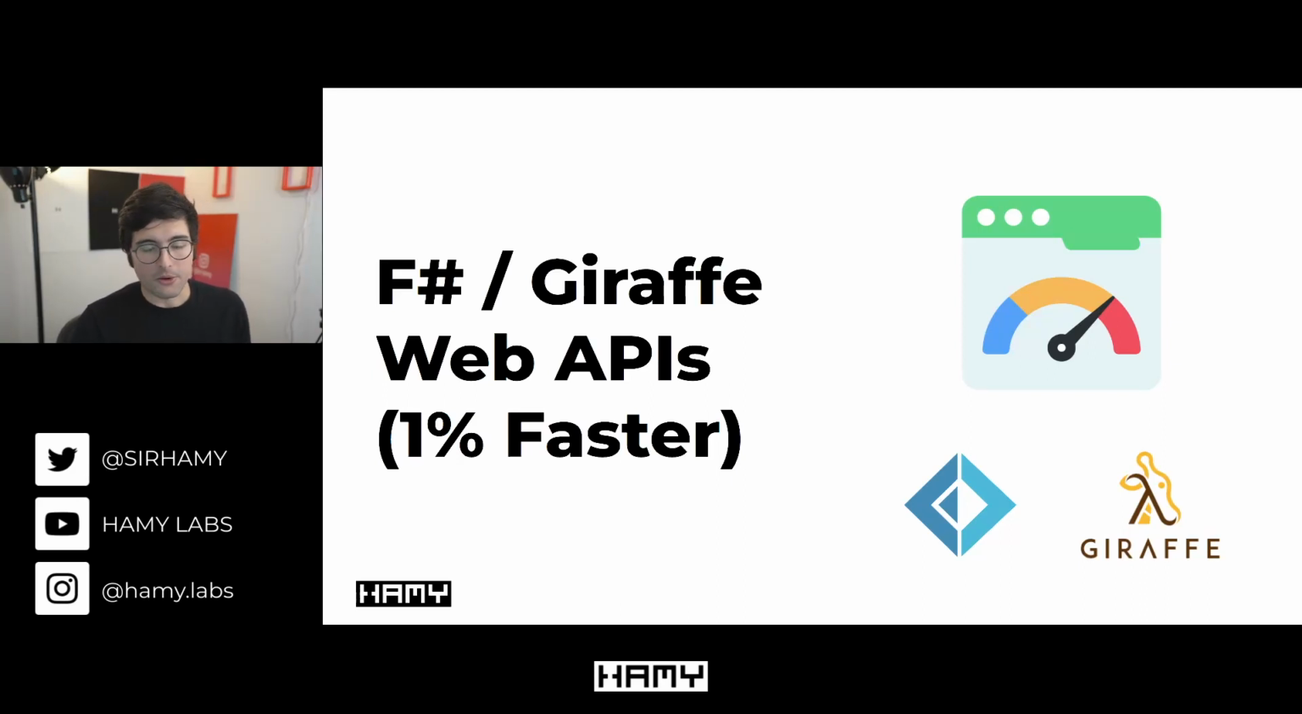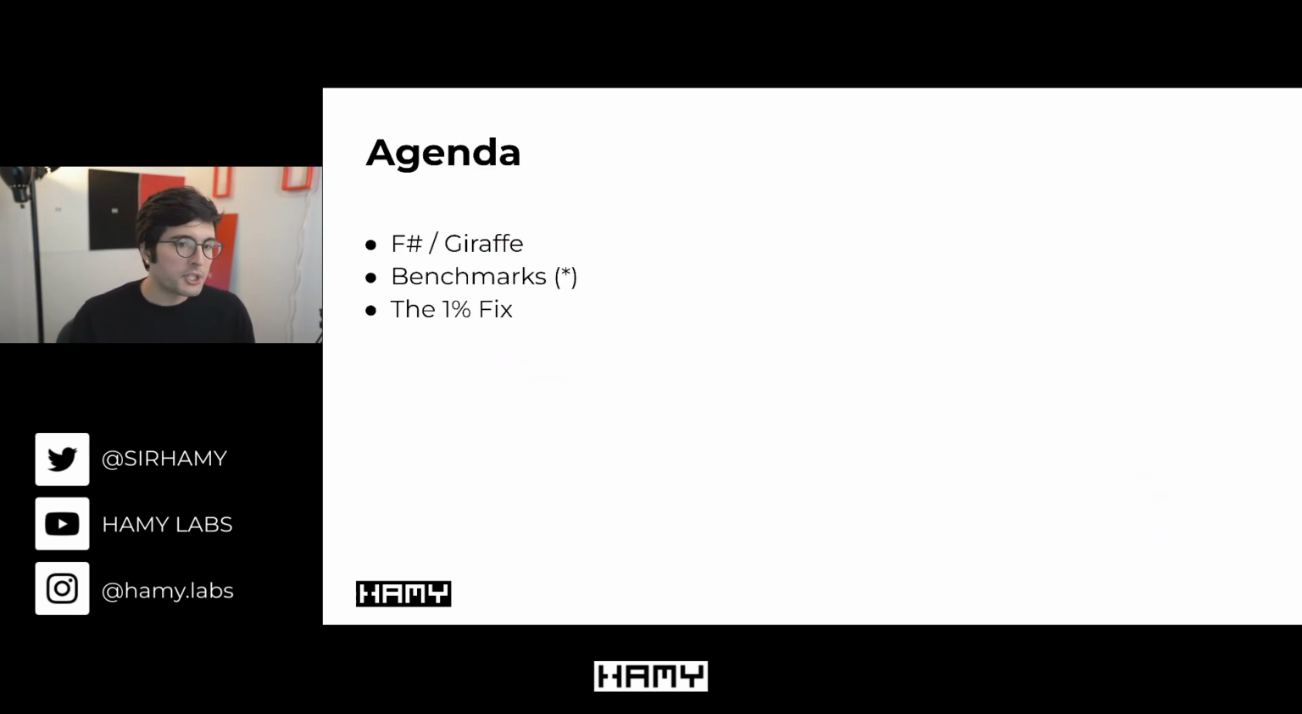In this video, we're going to be continuing on our investigations of performance into F# Web APIs built with Giraffe, this time with a 1% improvement. So first we're just going to give a quick overview of F# Giraffe so we understand the technologies we're talking about today. Then we're going to go quickly into benchmarks so we understand where these numbers and measurements are coming from. And then finally, we'll go into the 1% fix that actually led to these changes in measurements.